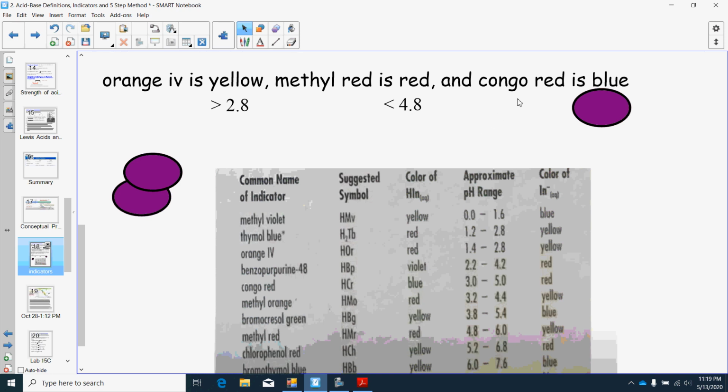The last one, Congo red, is blue. So if we find our Congo red, we find that it's blue. We know that it's less than 3. So we've actually closed the gap even more. It's less than 3. Okay, so now we have a pretty small range, because we know it's greater than 2.8 and it's less than 3. So we've got a 0.2 range for our pH in that solution.